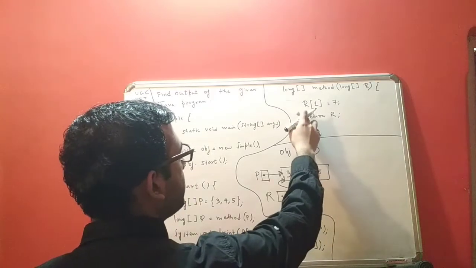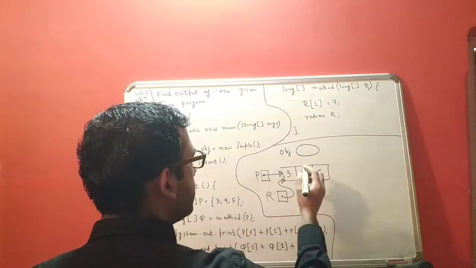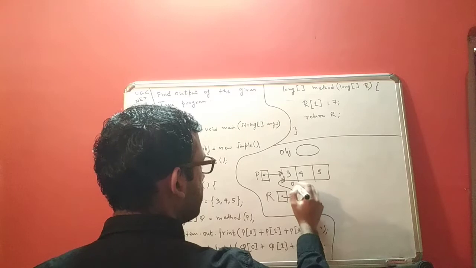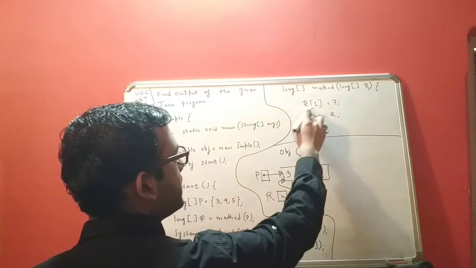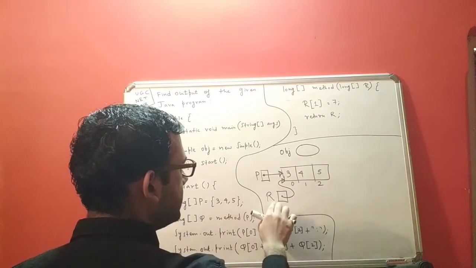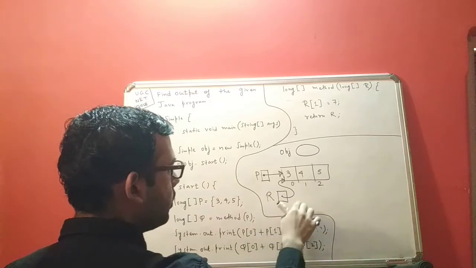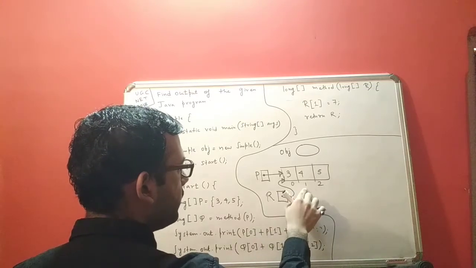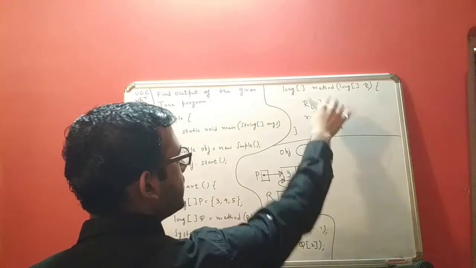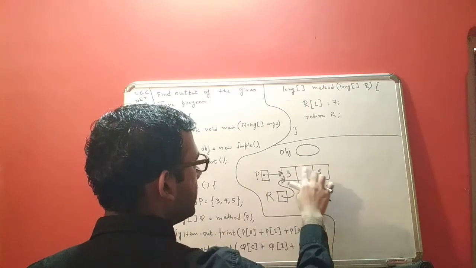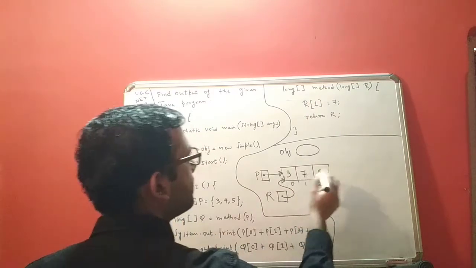So now what are we doing? We're doing R of 1 equal to 7. Remember, array indexing in Java starts from 0. So 0, 1, 2. So if I'm saying R of 1, it means this is my reference variable R. Go to the index 1 of the array, that is 4, and change it to 7. So 4 now becomes 7.